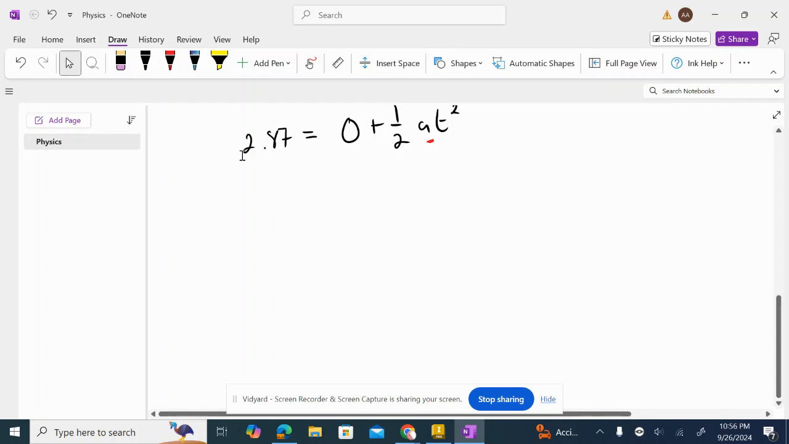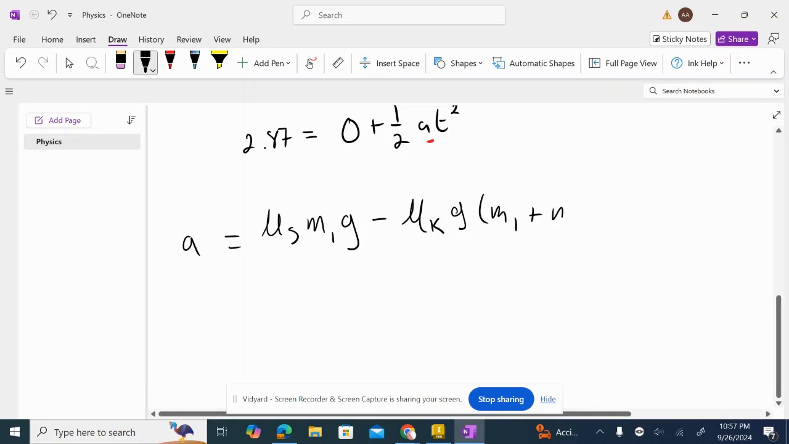And we're going to do that through this specific equation. I'm just going to skip through all of the equalization and go straight up to the simplification. The simplified version is A is equal to mu s times M1 G minus mu K times G, and then M1 plus M2, and then all of that divided by M2. And then we can sub in our values.